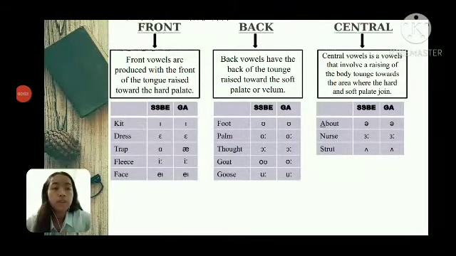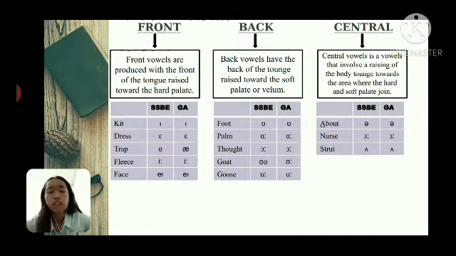Well, the first one, I'll start from the front vowels. Front vowels are produced with the front of the tongue raised toward the hard palate. Front vowels' defining characteristic is that the highest point of the tongue is positioned relatively in the front of the mouth without creating a constriction that would make it a consonant.